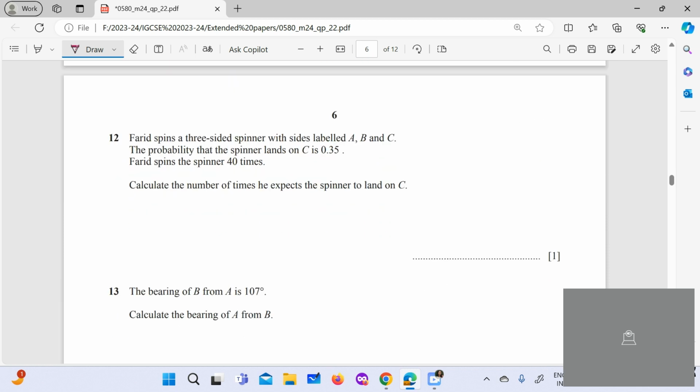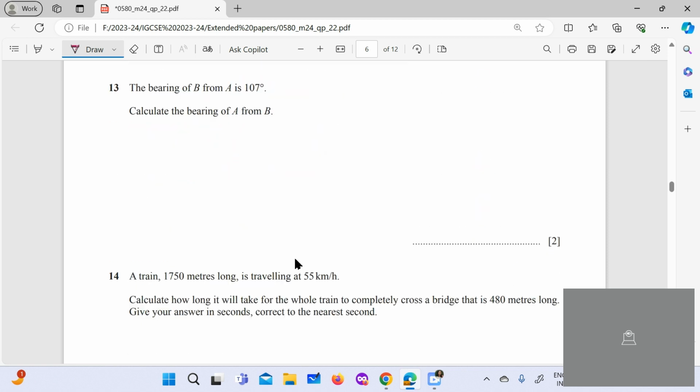Now the next question is, Farid spins a three-sided spinner with sides labeled A, B, and C. The probability that spinner lands on C is 0.35. Farid spins the spinner 40 times. Calculate the number of times he expects the spinner to land on C. So already they have given the probability of landing on C is 0.35 and he is spinning for 40 times. So this will be 40 times 0.35. That will give you 14. Yeah, that's it.